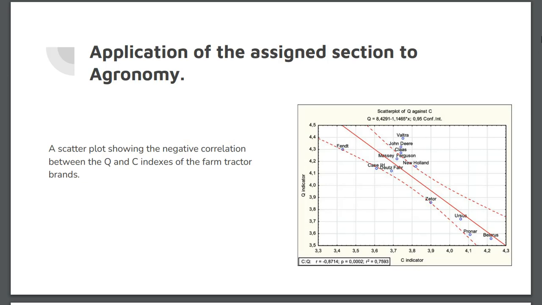Application of the assigned section to agronomy. A scatter plot here is showing the negative correlation between Q and C indexes of the farm tractor brands.